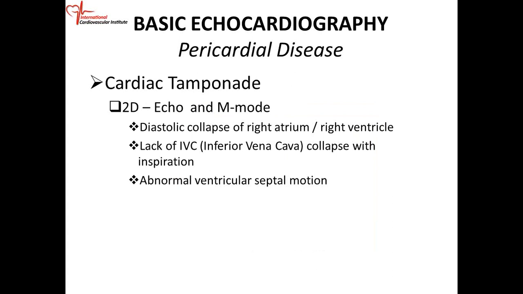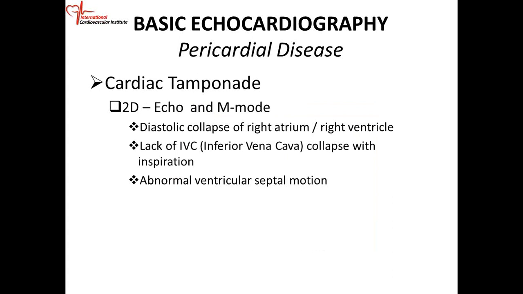So, that's a normal phenomenon. But when you have a large amount of fluid in the pericardial sac, the RV cannot dilate to accommodate this increased blood volume. The RV cannot increase its size to accommodate the increased blood flow. So what happens? The septum bulges to the left.